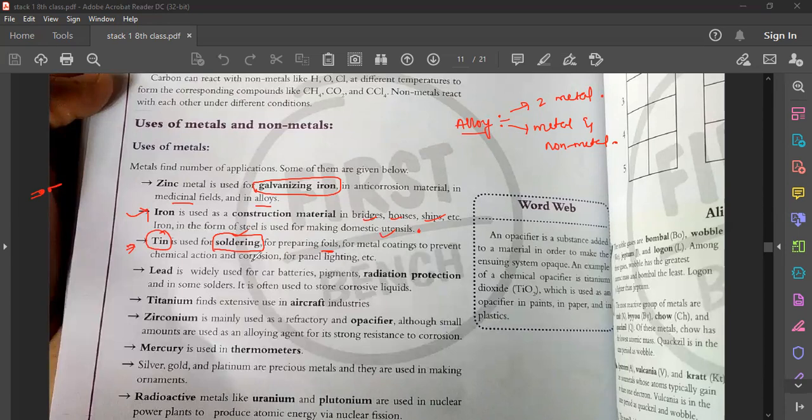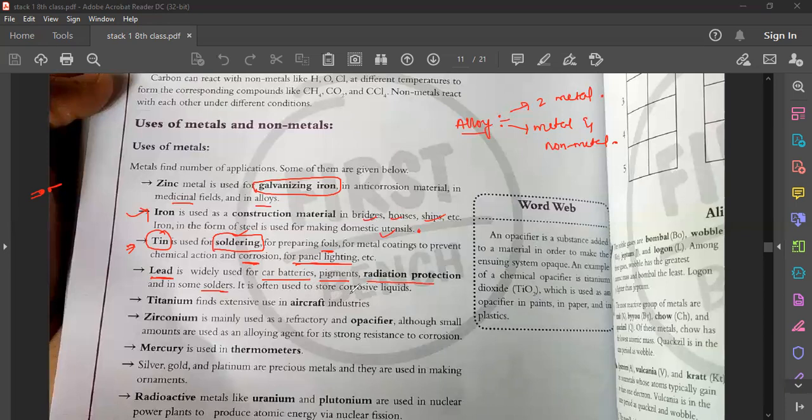Then metal coating to prevent the chemical action and corrosion. For corrosion also we'll use tin only. We'll coat the surface of the iron with the tin, so it will prevent the corrosion process. And the lighting panels, tinning. Then lead, which is highly poisonous to human beings. We'll use it in car batteries, pigments, radiation protection, and in some solders.